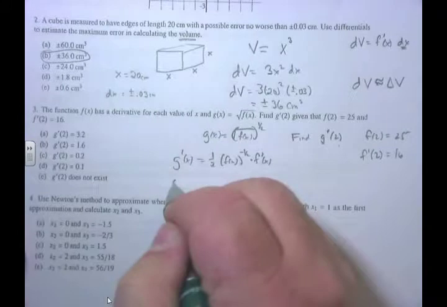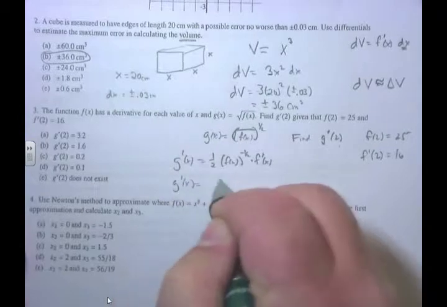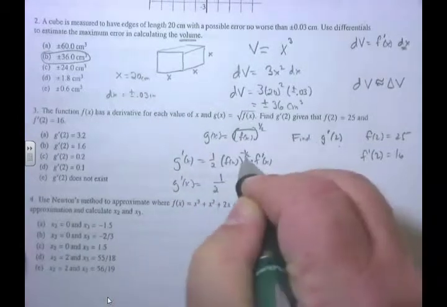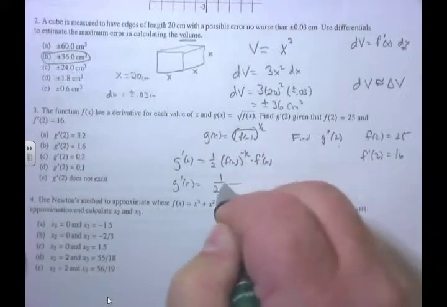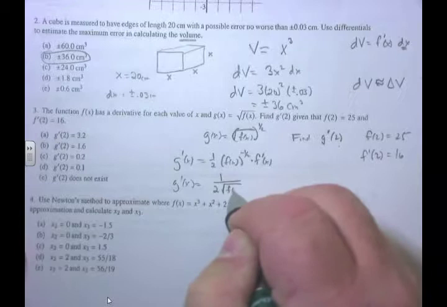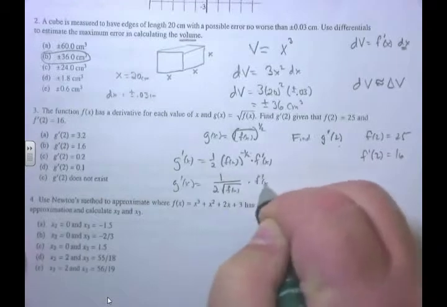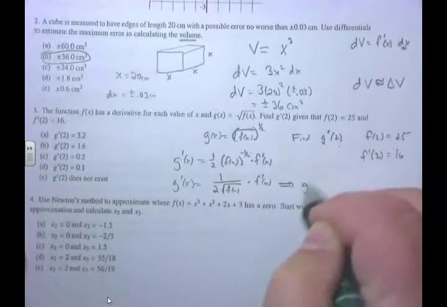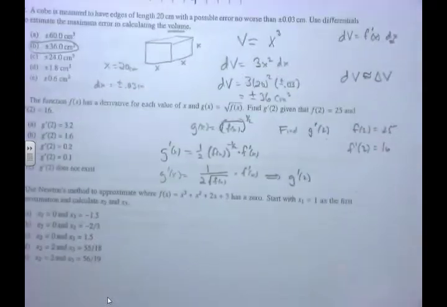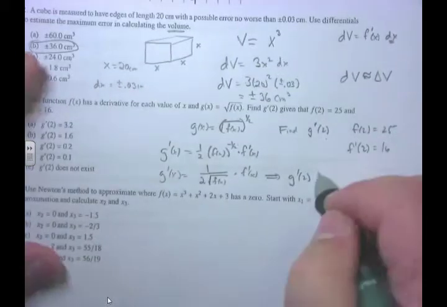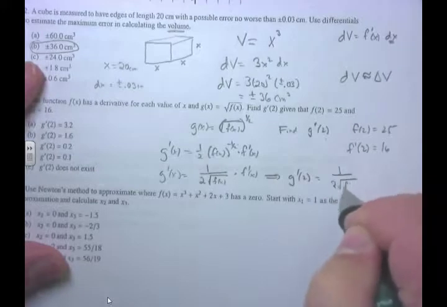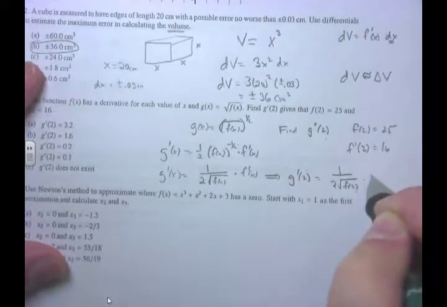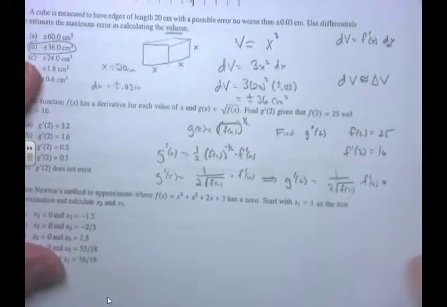Now, you can clean this up if you want to. I shall. g prime of x is equal to 1 over 2. A negative exponent puts him on the bottom, and a half a power is a square root. So this is the square root of f of x on the bottom times f prime of x. Well, we want to find g prime of 2. So what am I going to do? I'm going to plug in 2. That'll be 1 over 2 times the square root of f of 2 times f prime of 2.